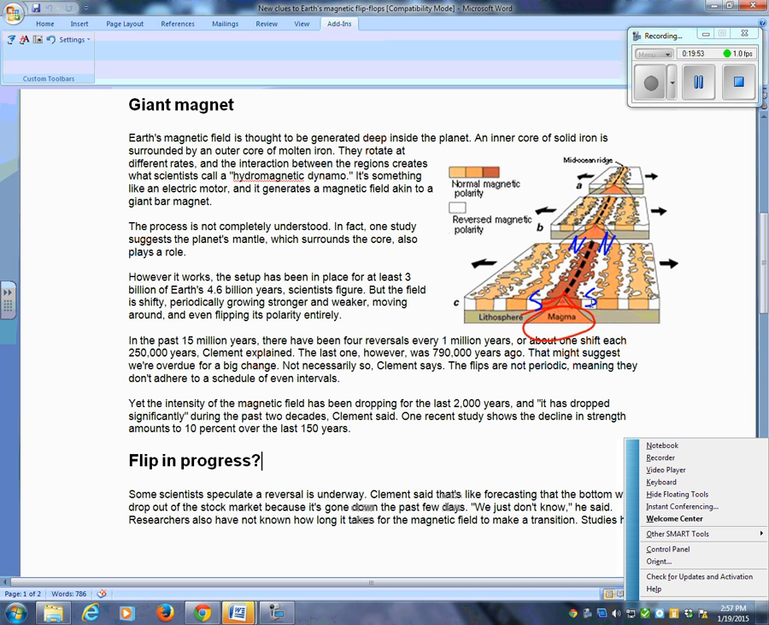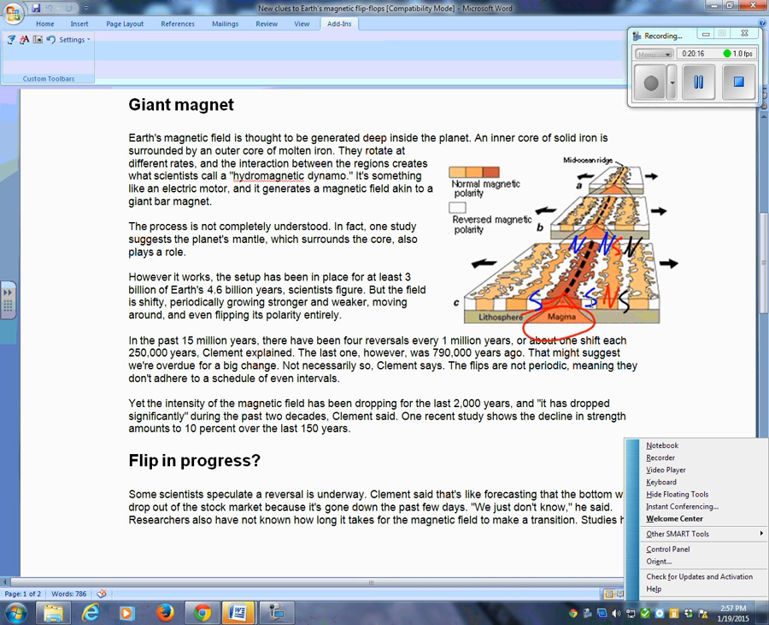It creates a giant bar magnet that points north one way, the one end is north, and the one end is south. But because of this reversal, they'll find on the next strip that this end is south and this end is north. And then they'll find on this one it's north and then south. They can literally see the stripes on the ocean floor.